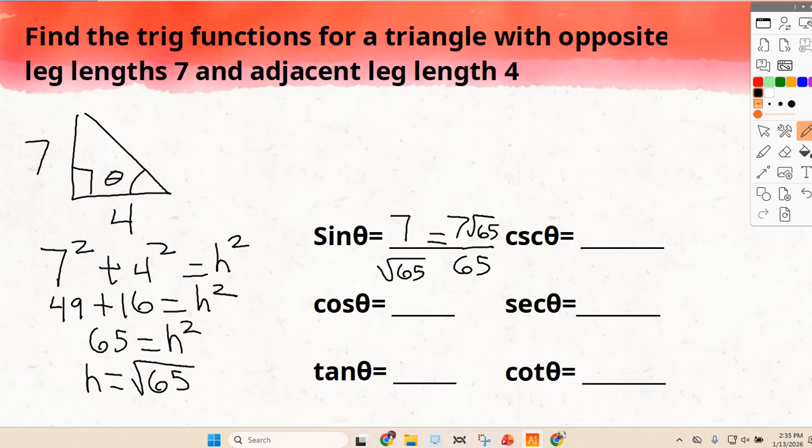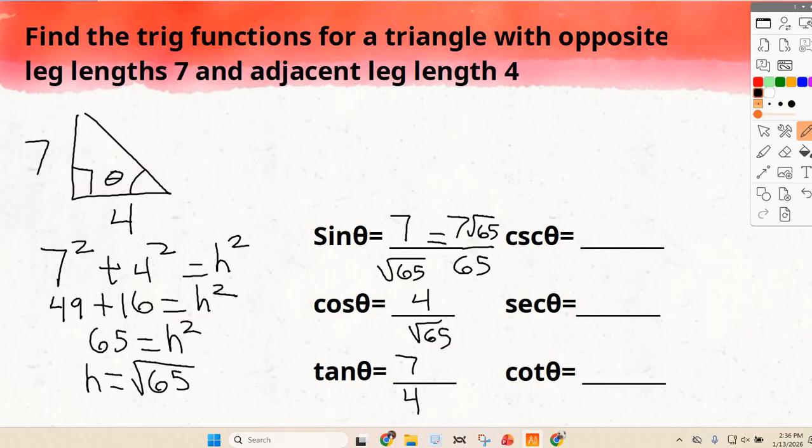So then for cosine, what's our answer going to be? 4 over the square root of 65. Again, we're going to leave it like that, but if you needed to rationalize it, you can. What's our tangent? Opposite over adjacent, 7 over 4.